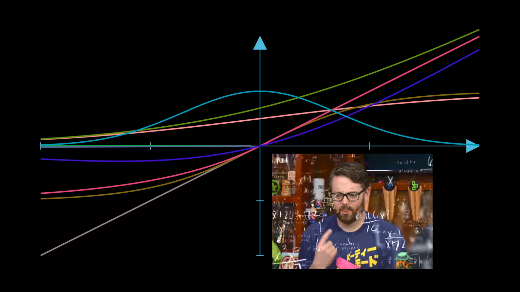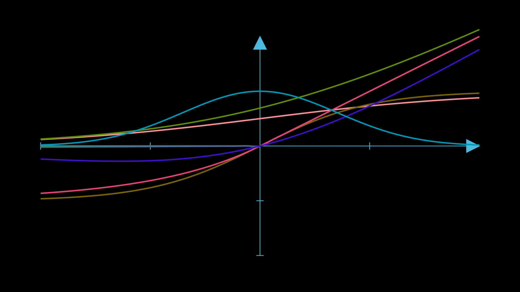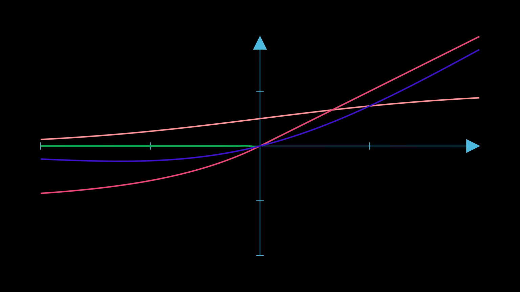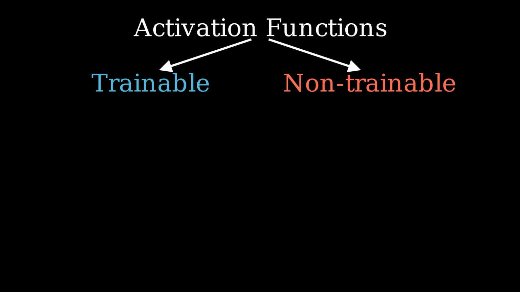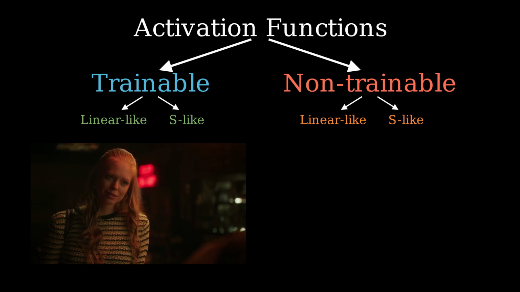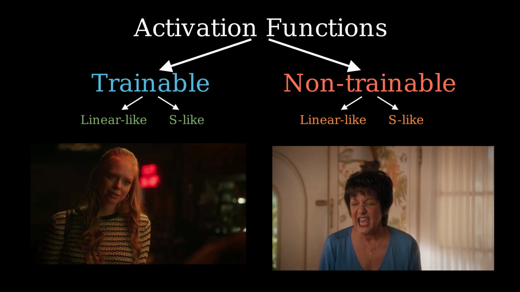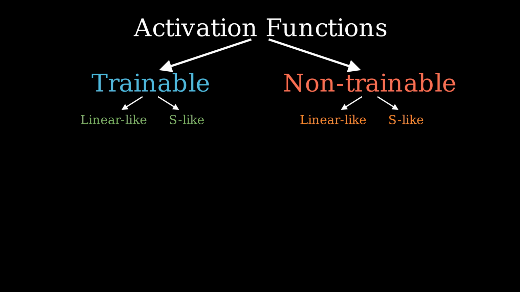Today, there are over 50 activation functions. We'll discuss the top 10, which majorly fall into trainable and non-trainable types. I would divide these into two more subcategories: linear-like and S-like, where S stands for Sexy. Yup, the one that curves.